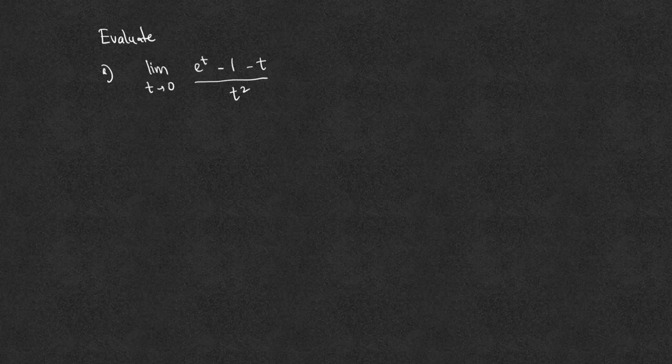Evaluate the limit as t goes to 0 of (e^t - 1 - t) over t squared. First, we attempt to use direct substitution because both the numerator and the denominator are differentiable and continuous functions.